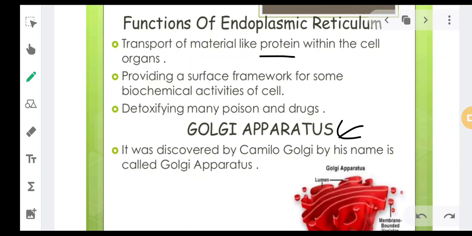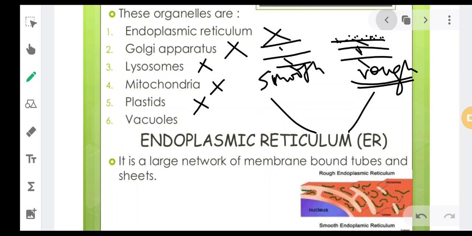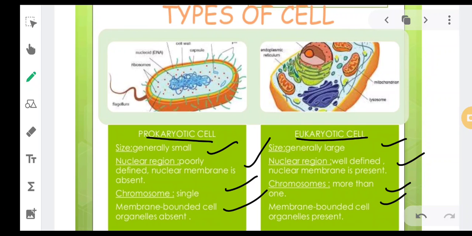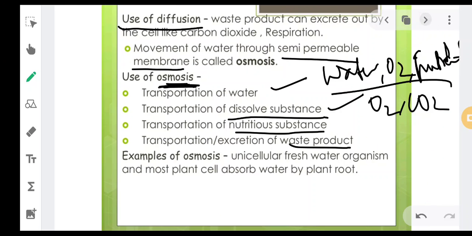You can study at least 2 to 3 functions of each part of the cell. And as I had told you regarding eukaryotic cell and prokaryotic cell, this is a very important difference. The difference between eukaryotic and prokaryotic cell is generally asked for 1 or 2 marks. So you have to study 3 to 4 points from this difference between prokaryotic cell and eukaryotic cell. That is very important.